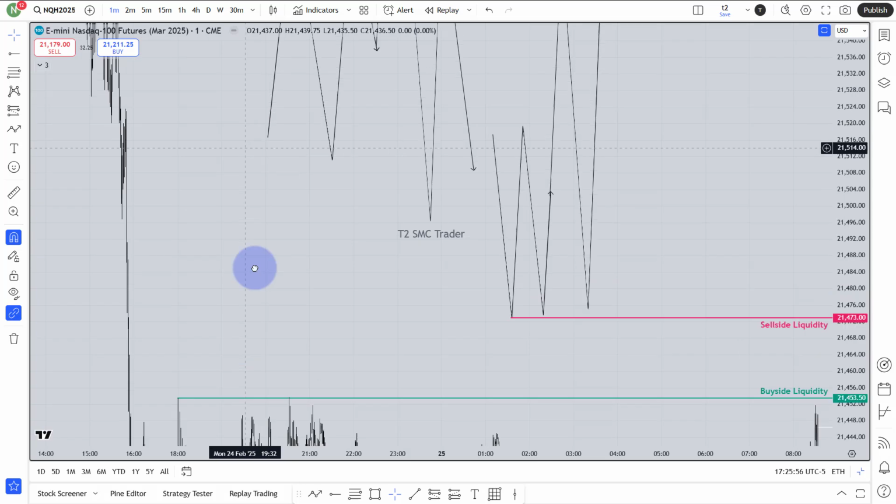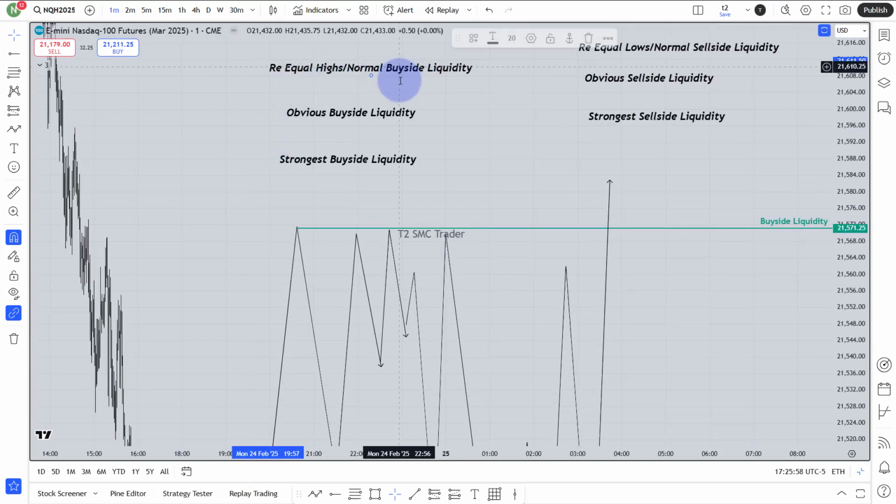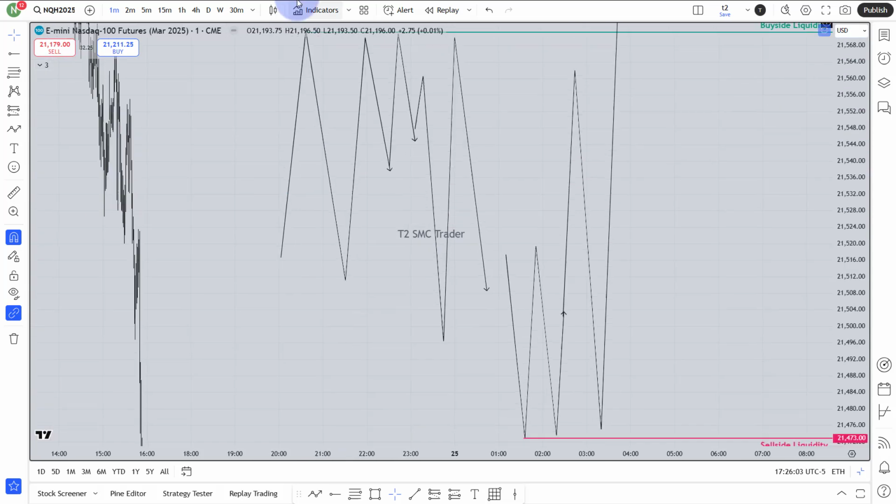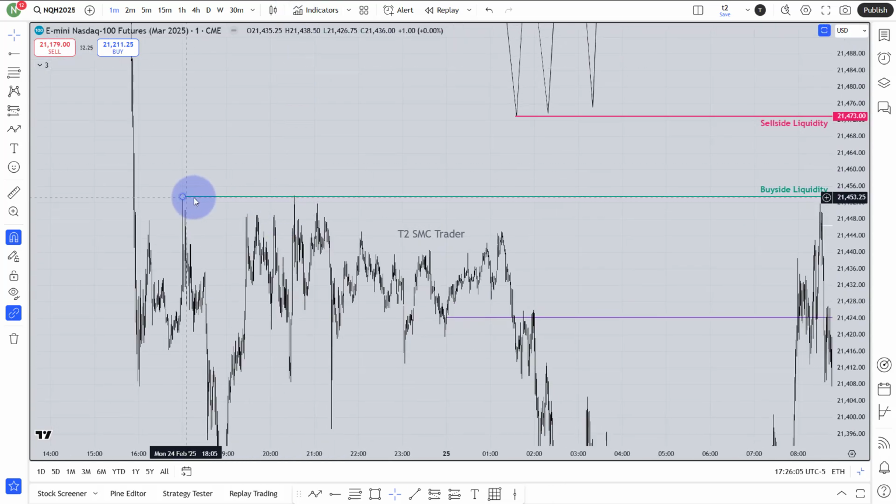First, relatively equal highs or the normal buy side liquidity. Second, obvious liquidity, which is just a shallow run. The market will take that high just for a bit. Okay, this high can come until this area. There is nothing wrong, even if it comes here. But if the wick comes here, it's not the obvious liquidity anymore.